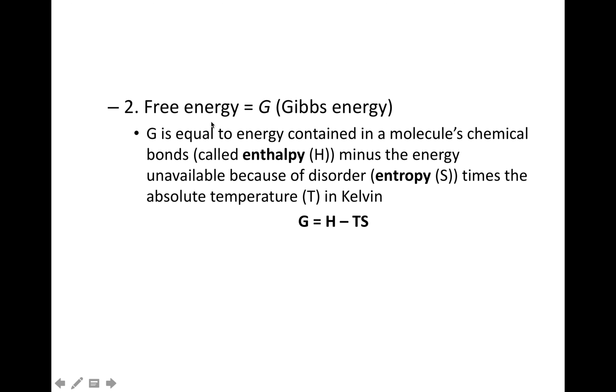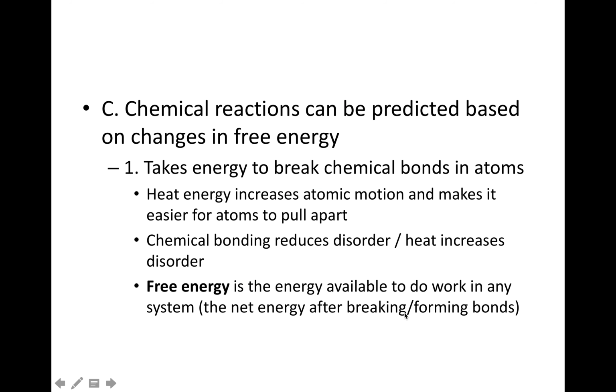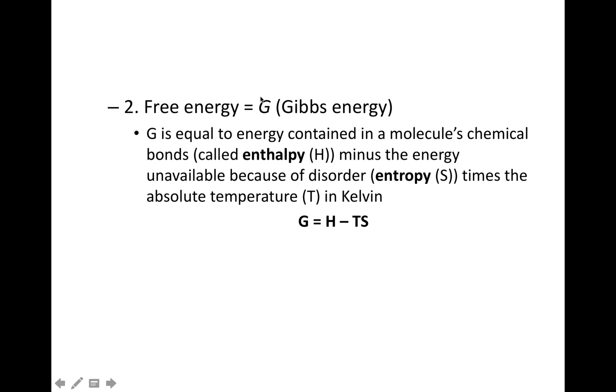Okay, so free energy, the net energy left after breaking and forming bonds, is actually called Gibbs energy, denoted by capital G. And G is equal to the energy contained in a molecule's chemical bonds, also known as enthalpy. So how do you find G? Well, there's this equation here. Enthalpy minus temperature times entropy gives you your free energy. So H is enthalpy, minus the energy unavailable because of disorder, S, times the absolute temperature in Kelvin.